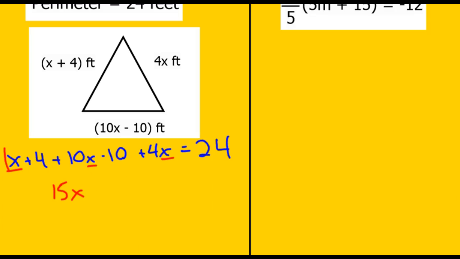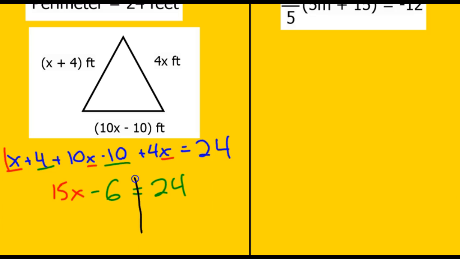Now I'm going to see if I have anything else to combine. I see that I have a 4 and a negative 10. They both don't have variables. So 4 plus negative 10, or 4 minus 10, gives us a negative 6. And that equals 24.